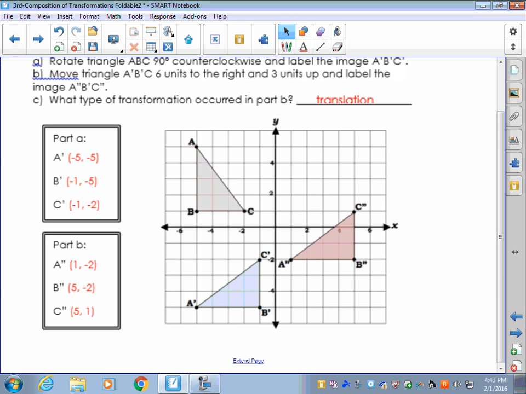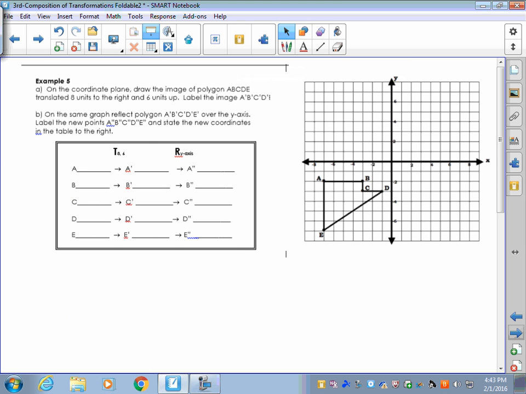And basically what occurred in part B was a translation. You can see that it physically slid. So we did the 90-degree rotation first from the image ABC, and then A prime, B prime, C prime. So you should have this information here. And then there was one you had to do on your own. And let me go back. I think it's down here.